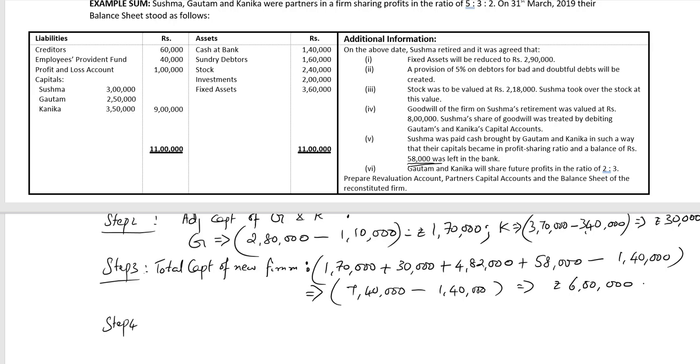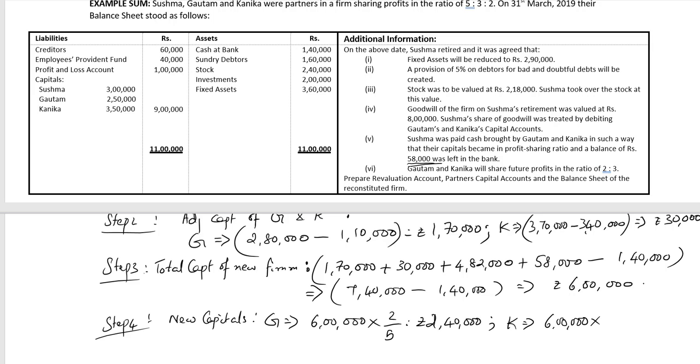Step 4 is to get the new capitals. In the case of Gautam, 6 lakh, which is the total capital of the new firm, multiplied by his share in the new firm, which is 2 divided by 5, comes up to rupees 2,40,000. And in the case of Kanika, it's rupees 6 lakh multiplied by Kanika's share in the new firm, 3 divided by 5, which is equal to rupees 3,60,000.